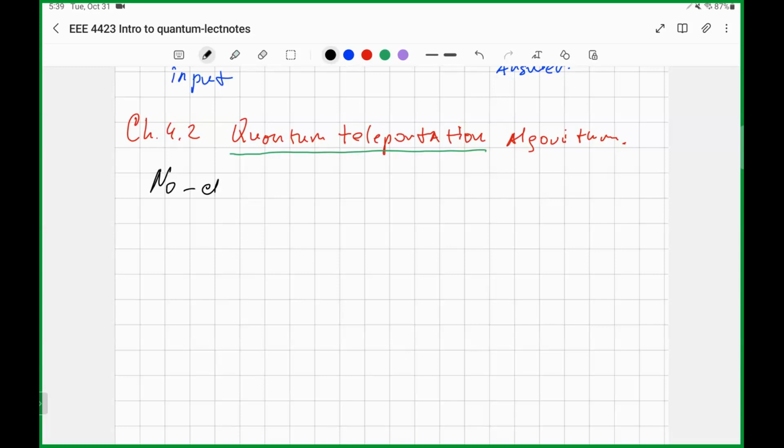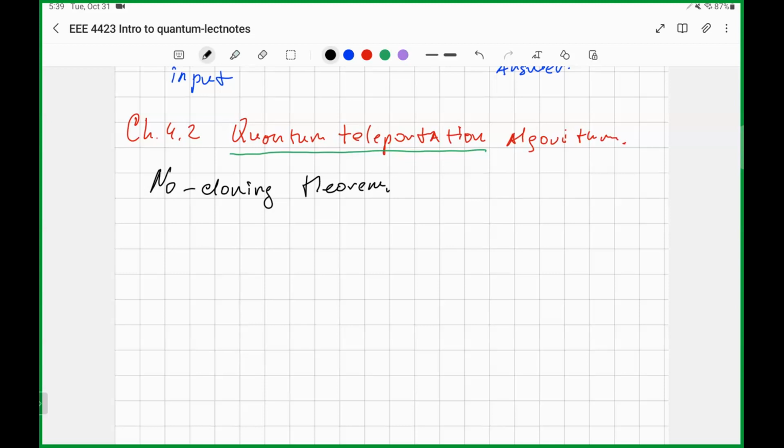So, the no-cloning theorem, which is quite easy to grasp. In classical physics, when we have some kind of state and we want to copy or transfer this state, we can easily measure it, right?